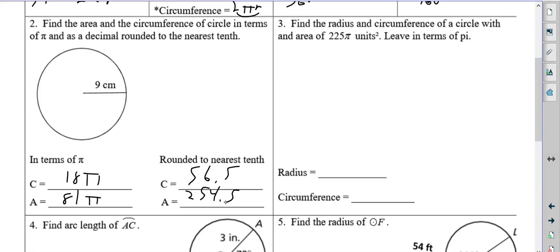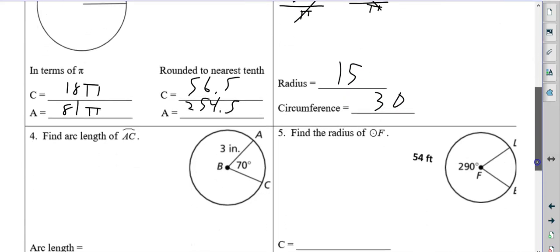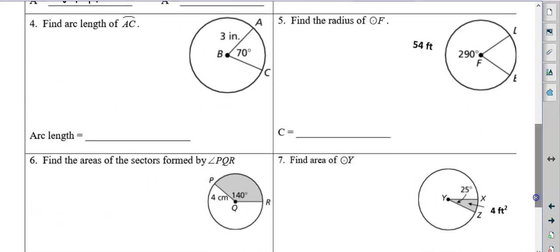Let's see, find the radius and circumference of a circle with an area of 225 pi units. Okay, well, remember, area equals pi r squared. We know the area is 225 pi, so 225 pi equals pi r squared. If we divide by pi, that cancels. So r squared is equal to 225. So we just take the square root, we get 15, double it, and we get 30. Again, remember, if you need to hit pause, go ahead.